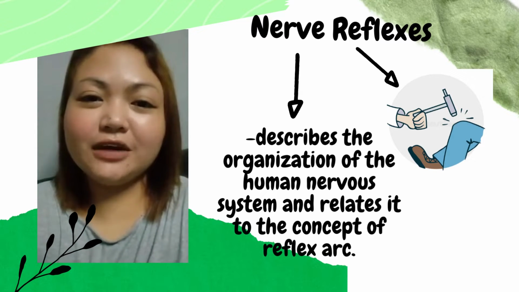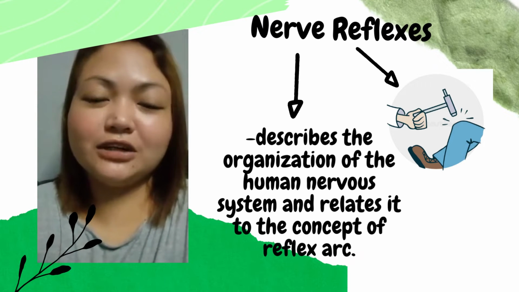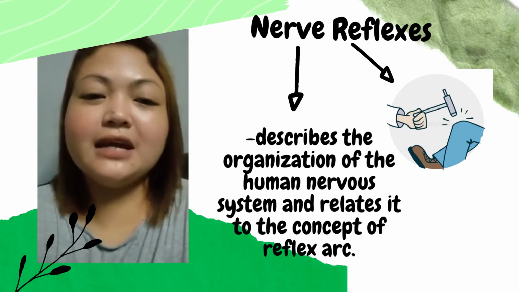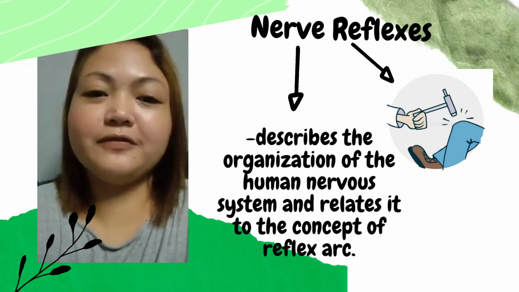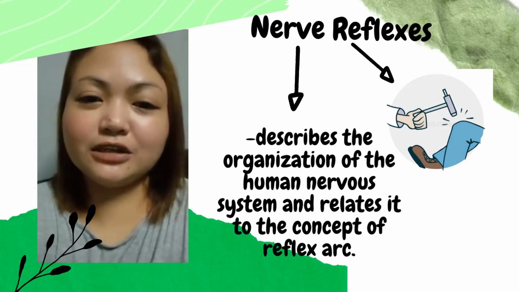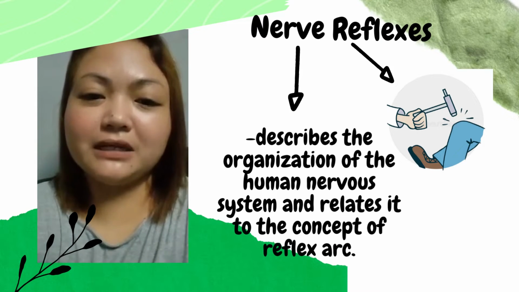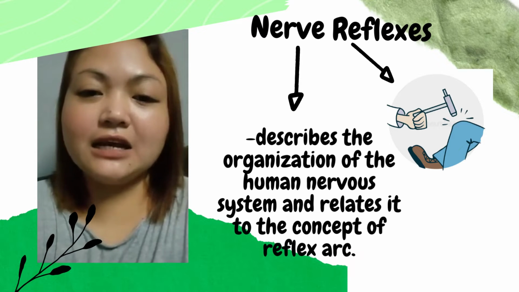Exercise 22, which is nerve reflexes. This exercise describes the organization of the human nervous system and relates it to the concept of reflex arc. The first activity describes the nature of the reflex arc and the manner in which it elicits a response called reflex in an effector.